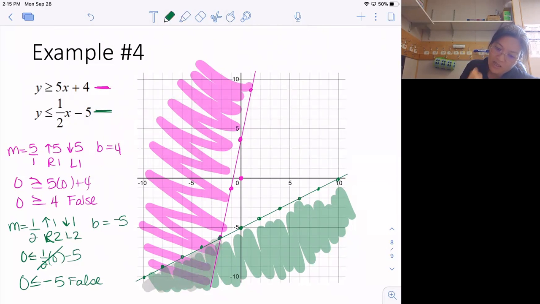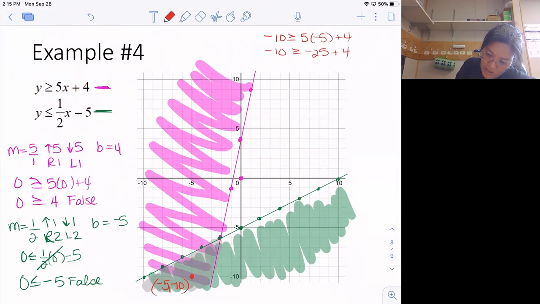So I'm going to pick a point in there and test to make sure it's true. We're going to go -5, -10. I can test that. -10 greater than or equal to 5 times -5 plus 4. So -10 greater than or equal to -25 plus 4. -10 is greater than or equal to -21. That checks out. Not 20, but 21.